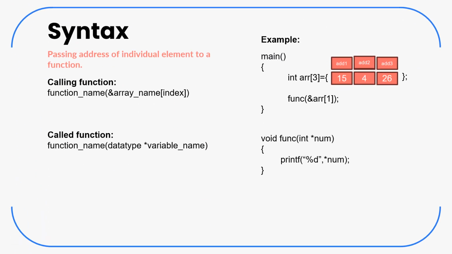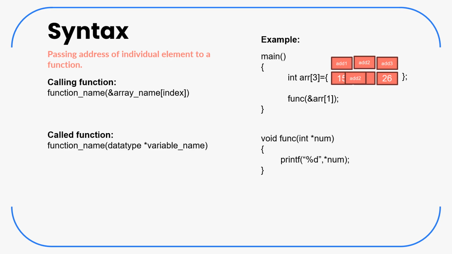Here, the syntax for passing the address of an individual element is shown. Here also two functions, same as the previous one, are defined. There is only one difference from the previous syntax. Calling function syntax is function name, ampersand, array name, index. The other is the called function and the syntax is function name, data type, star, variable name.